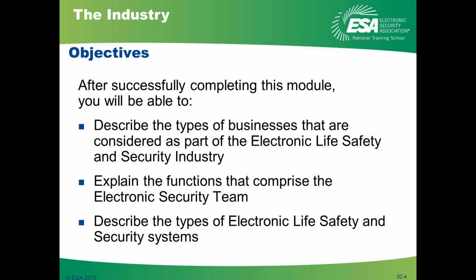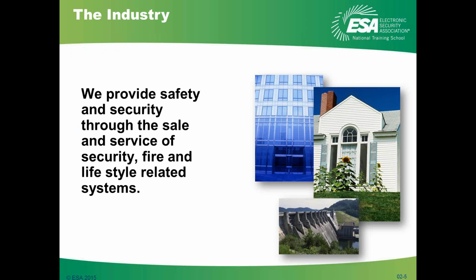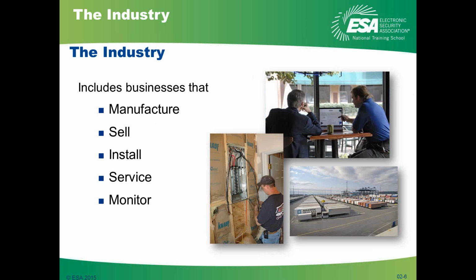So here we have the objectives for the industry, the types of businesses, functions, and types of systems. And as we go through, I'm not going to spend a lot of time on some of these slides because I'm assuming that most of us have taught this so many times we could probably cite some of these things in our sleep. So we just pulled out some slides.